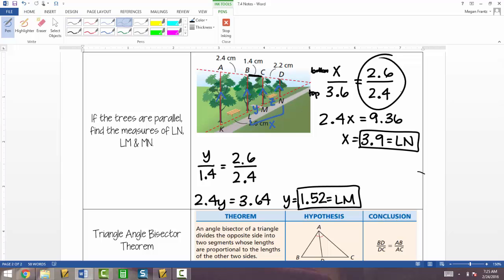And then our last one is MN. So this here and this here have to be proportional. So z over 2.2 has to equal 2.6 over 2.4. Cross multiply again, so we get 2.4z equals 2.2 times 2.6, which is 5.72. Divide by 2.4, and we get that z is about 2.4, which was MN.